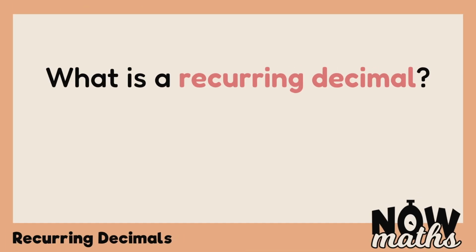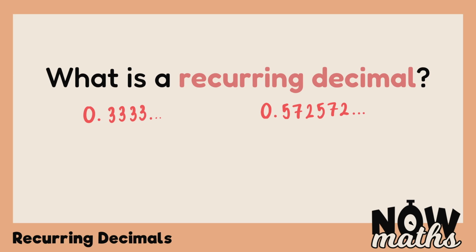So starting off with the basics, what are recurring decimals? A decimal recurs if it goes on forever in a specific pattern. An example of a recurring decimal might be something like 0.3333, where the 3 repeats infinitely. This is 0.3 recurring. Or another example might be something like 0.572572572, and so on, with that pattern repeating infinitely.